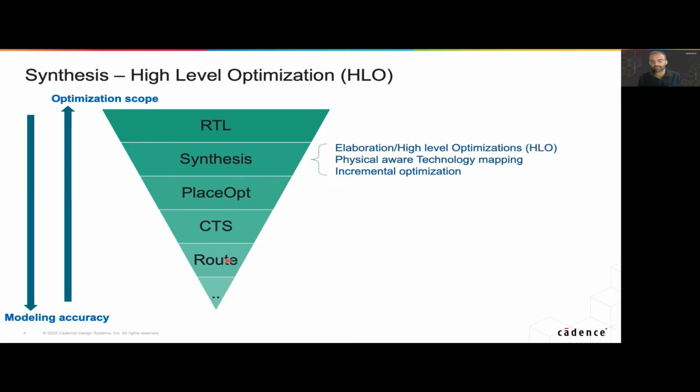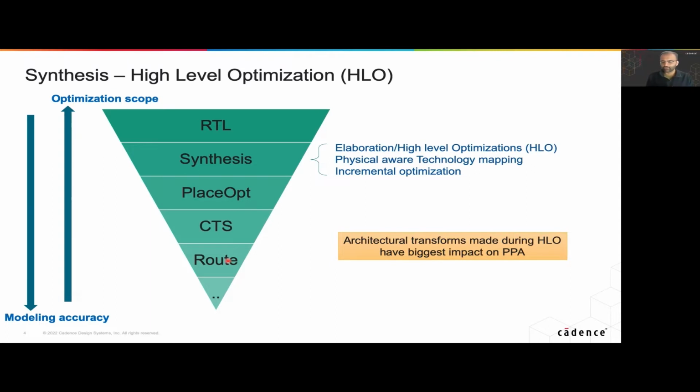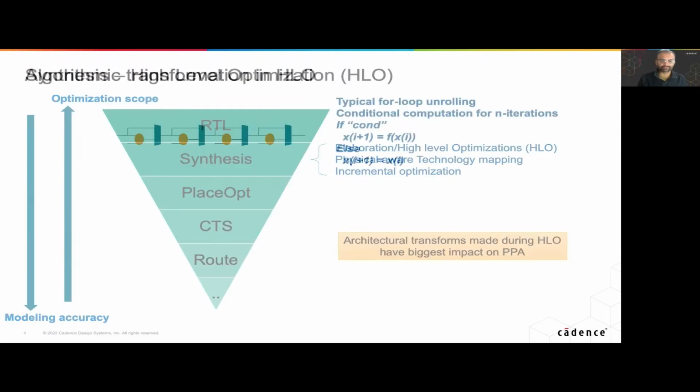From a high-level optimization point of view, you have elaboration, you have these high-level optimizations with CSA, with even transformations which are almost like algorithmic changes for your particular design. And then you go into physical-aware technology mapping, incremental optimization. These architectural transforms that are made during HLO have the biggest impact on PPA. Once you have made some of these decisions, you cannot revert them back. So that's why it's very important for the synthesis tools to understand that and make the right decisions upfront.